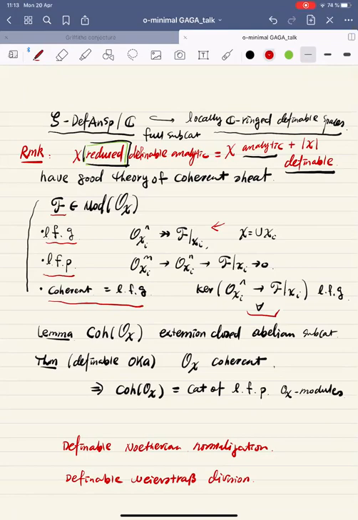We denote the category of coherent OX-modules by Coh(X). This category is an extension-closed abelian category, an abelian subcategory of the category of modules, and also extension closed. And we have a definable Oka coherence theorem, which means that the structure sheaf is coherent. The proof, as in the analytic category, uses the preparation theorem or normalization theorem. This theorem implies the category of coherent sheaves is just the category of finitely presented OX-modules.